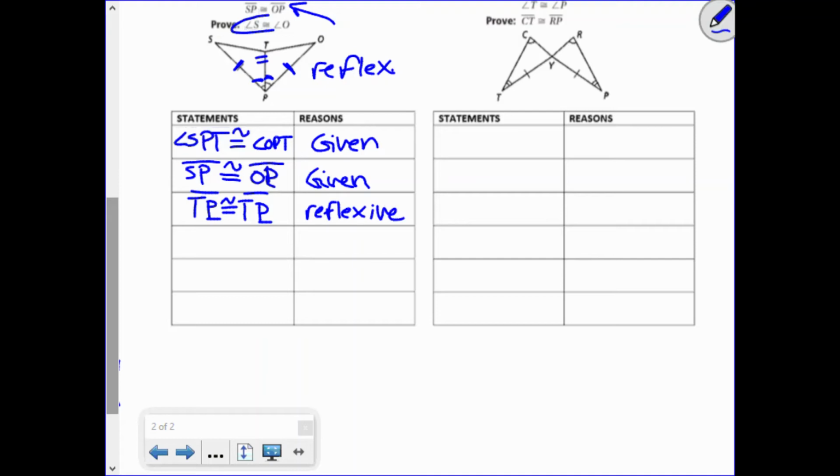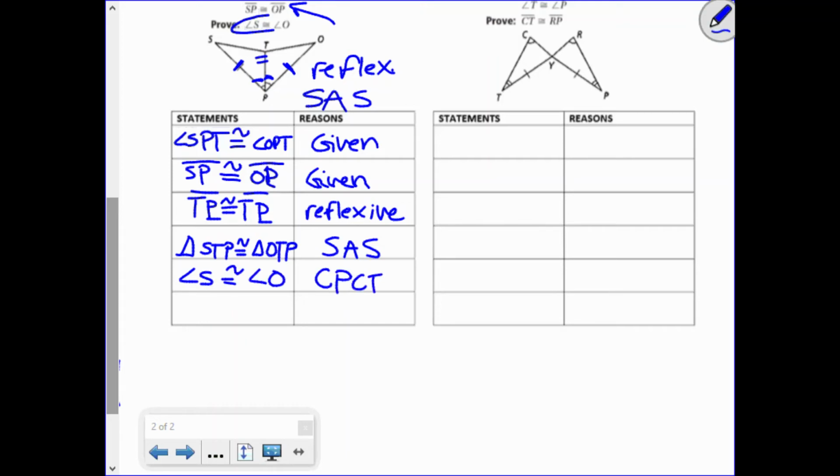Alright, once I have all that information, I take a look at all my markings. I can see that the 2 triangles are congruent by side, angle, side. So they have 2 sides and an angle in each triangle. The angle is in between the 2 sides. So I'm going to say that triangle STP is congruent to triangle OTP. Be careful to make sure everything that's corresponding is aligned in the way that you spell the triangles. And that is using the side angle side rule. And then because it's a small picture proof, my last step is going to be that the corresponding parts of the congruent triangles are congruent, the CPCTC.